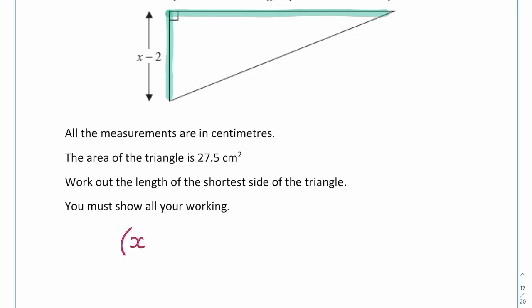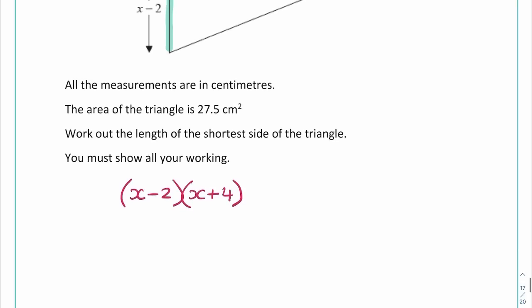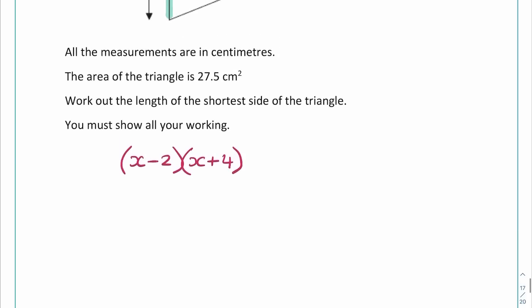So we've got x minus 2 multiplied by x plus 4. Now straight away that gives us a double bracket. You know that for the area of a triangle you have to divide it by 2 or multiply it by a half, whichever way you want to look at it. I'm going to put over 2. So all of that divided by 2, and it tells us that the area is 27.5, so we know that that is going to equal 27.5. Now we just need to solve this.